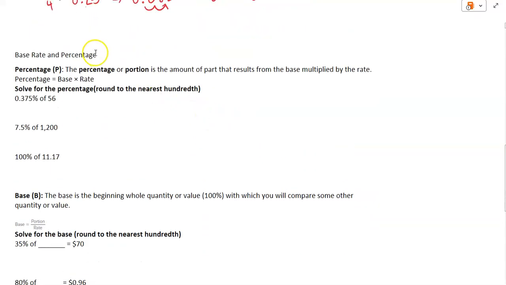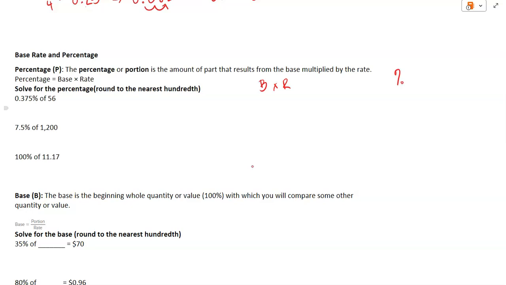Okay, in this next section, and this is a really important part of what we'll be learning this week, we're going to focus on your base, rate, and percentage. When we use the term percentage, we're not talking about the number that's in front of the percent symbol. That's actually called your rate. Your percentage, which is also known as your portion, is the amount of the part that results from your base being multiplied by your rate. And so the formula for your percentage or your portion, if it helps you distinguish them better, is your base times your rate.